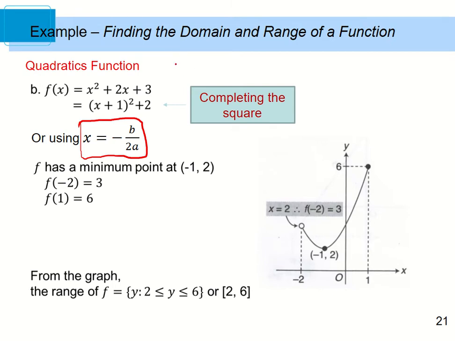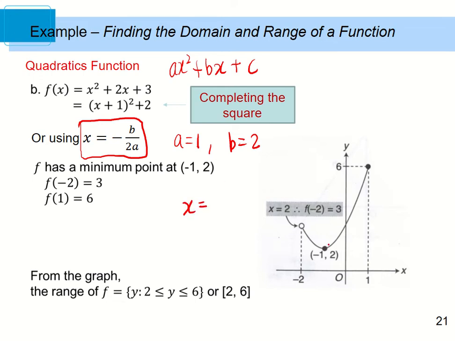Now, the a is actually the value in front of x squared, and the b is the value in front of x. And if we have c, the c is the value without x, we say constant here. Now, comparing to the function, what is the a? The value in front of x squared is 1. So the a is 1. And what is the b? The b is 2.